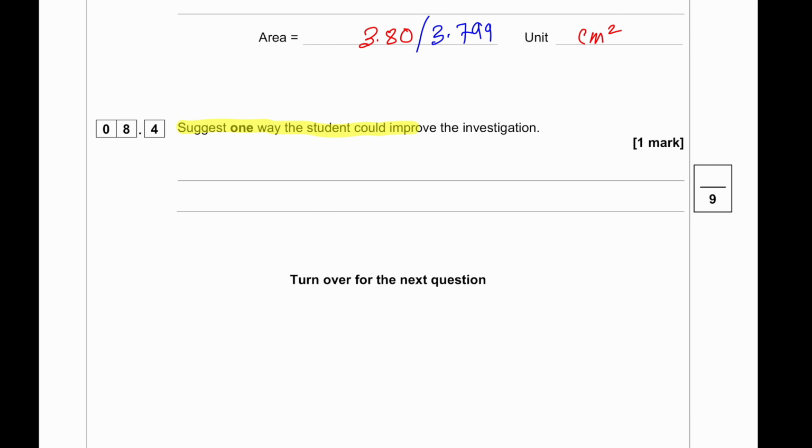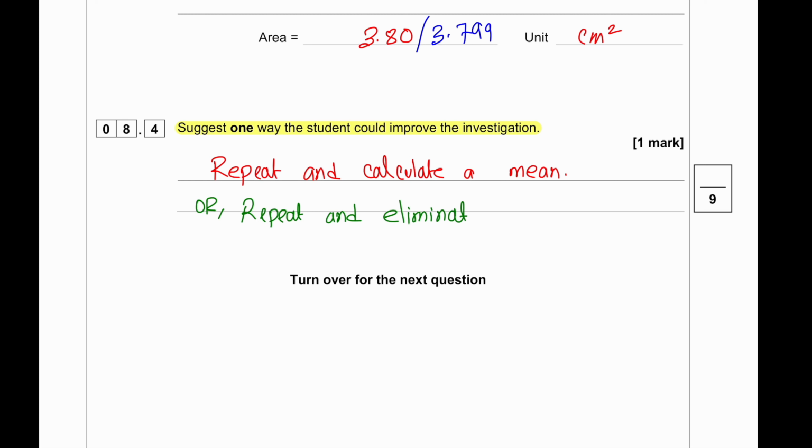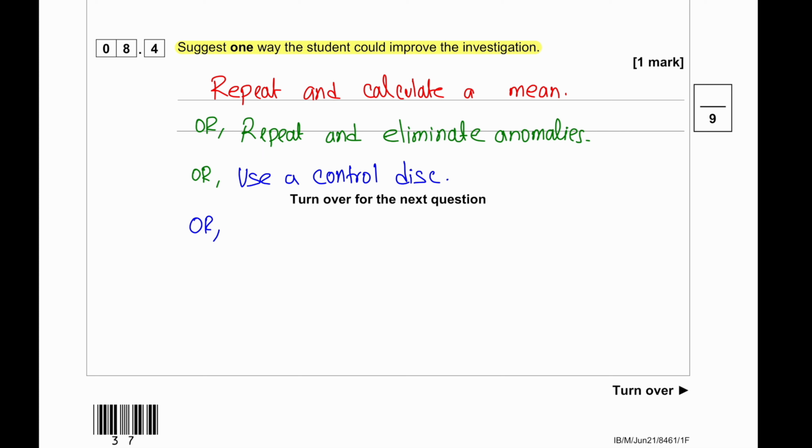Suggest one way the student could improve the investigation. The student can repeat the entire calculation process and calculate an average. Now the student either can do this, or the student can use a control disk in the second repeat of the experiment, or the student can repeat the same experiment with a different type of bacteria. This is how the student can show repeatable results with different bacteria and antibiotics. So all of these will be accepted answers, so I'm going to give you all of them.